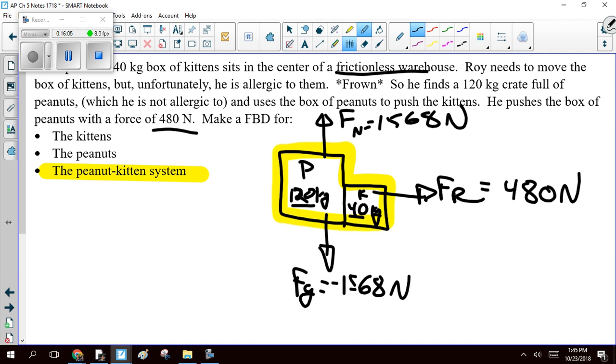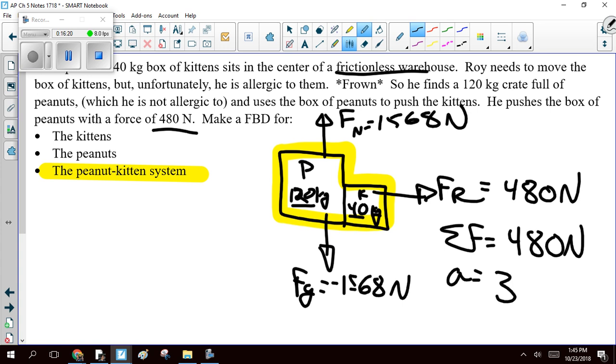So we can now find our net force. It's just going to be 480, because the only force coming from outside of the system is Roy. Well, other than gravity and normal force, but those cancel. And so we can find our acceleration just by doing net force over mass, and hopefully you see you get 3 meters per second squared.